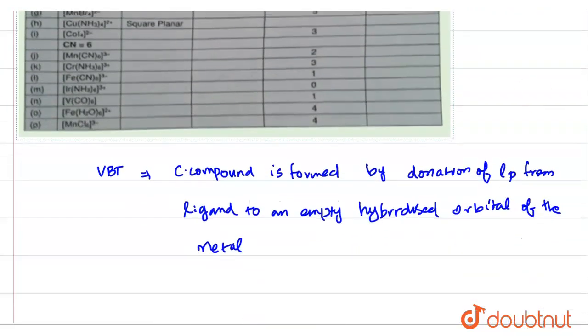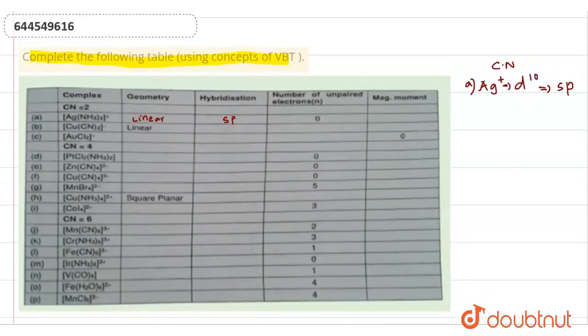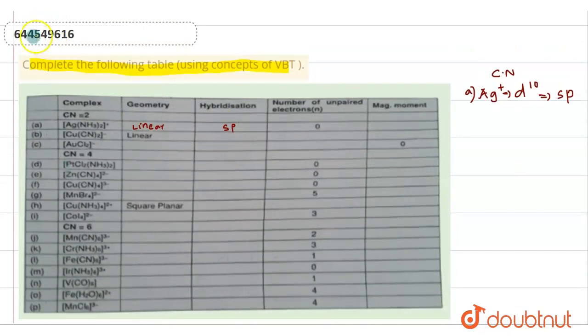And the magnetic moment according to VBT follows the formula mu equals root n into n plus 2, the spin only magnetic moment, where n equals the number of unpaired electrons. So when we see, we have 0 unpaired electrons in the first compound. 0 unpaired electrons basically means the magnetic moment will be 0.